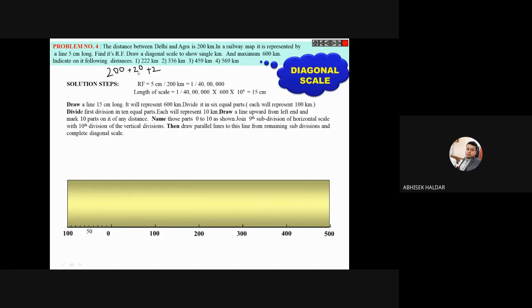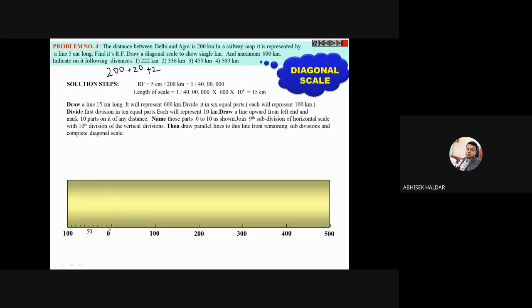That means 220 kilometer I can measure. How much will it be? 220 kilometer. From this 0, for this 200, I have to go to the right. 100, 200. Draw a line over here. I'm just showing you the line from the 0 up to this 200. That is my 200.